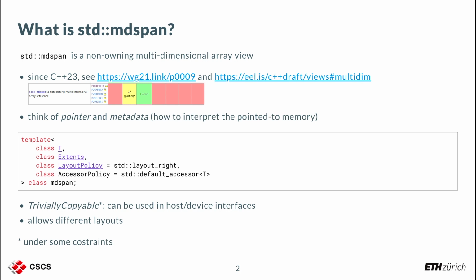So it should be there since C++23. It's standardized. It will come, but currently you have to rely on some prototype implementations. The one that I was using to make these slides is the implementation from the Kokkos library. And I think the implementation from the Kokkos library is what went into the Clang standard library.